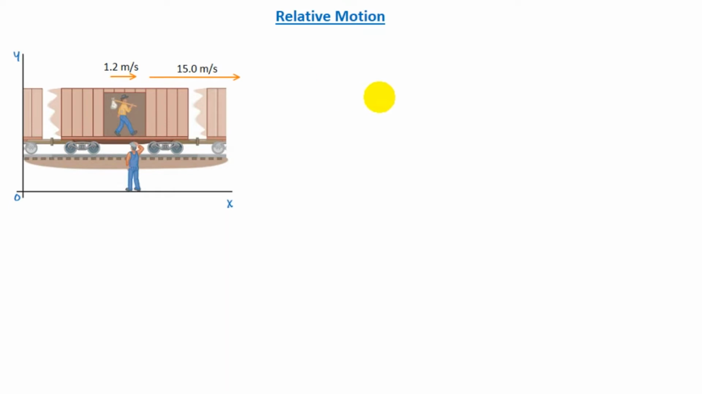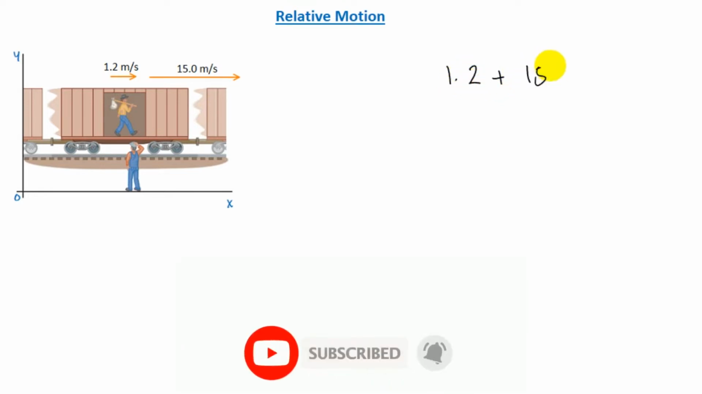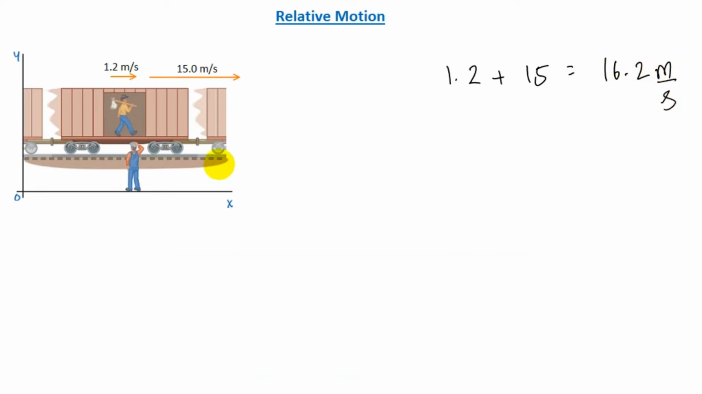Let's try to understand this topic by using this example. So suppose a train is running at 15 meters per second and the person is moving in the train at 1.2 meters per second. Now you are watching all this scenario standing on the ground. Now the question arises, how fast the person is moving relative to you, or in other words we can say how fast the person is moving relative to the ground. So logically the answer would be 1.2 plus 15. So this would be 16.2 meters per second. This would be the speed of person relative to the ground.